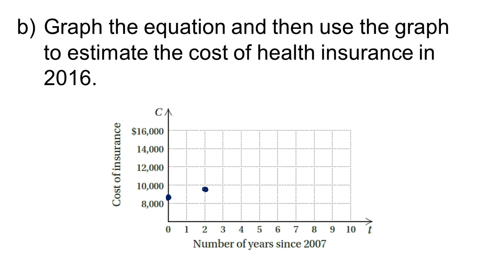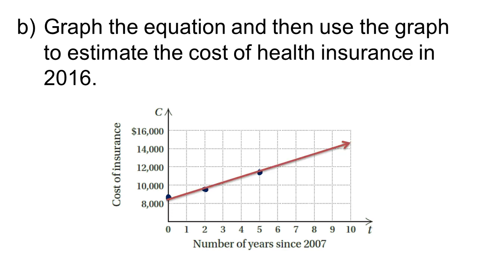And T equals 5, 2012. At T equals 5, we're at 11,623. 11,623 is about there. Let's go ahead and connect these 3 points with a line.